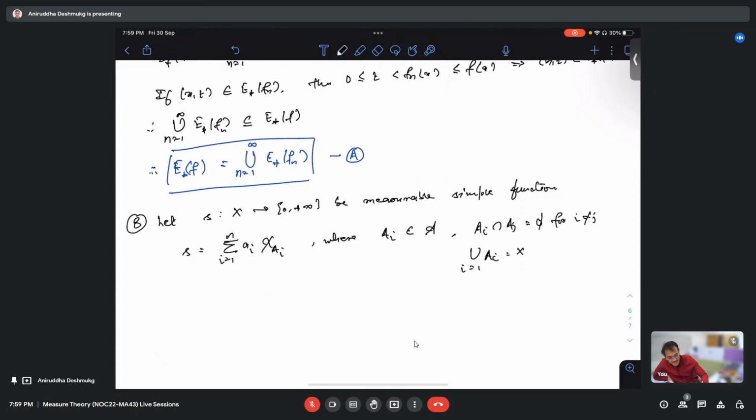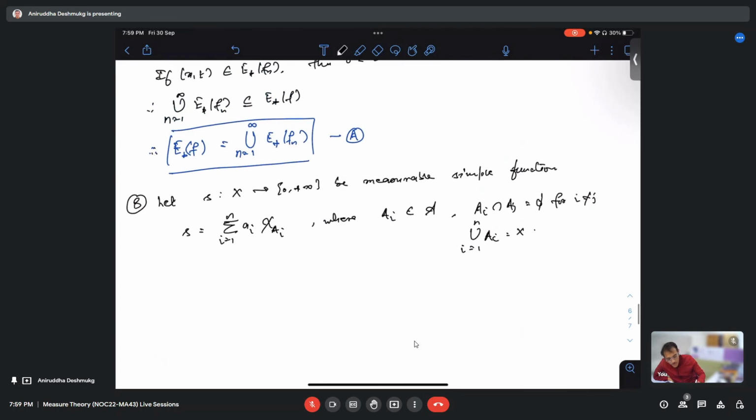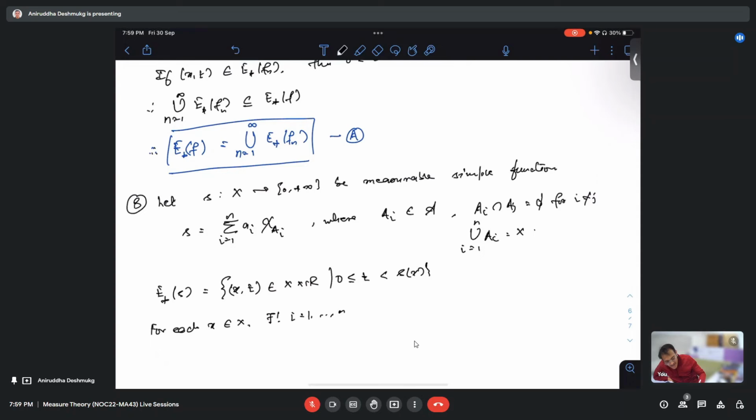This is a finite union. Okay. So what can we say about E lower star s? E lower star s is all those (x, t) in X cross R such that 0 is less than or equal to t is strictly less than s of x. But for every x, there is a unique i between 1 and n such that x is inside A_i.